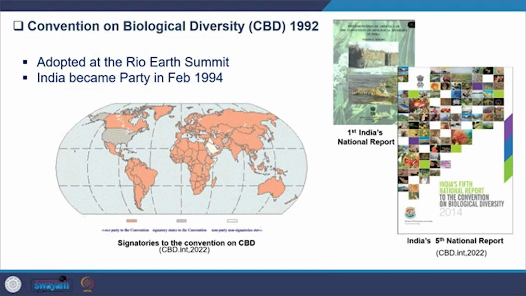MoEFCC has been designated as the nodal ministry. This ministry looks at the Convention on Biological Diversity in the country. In the image in the center, you can see all the signatories to the convention, and India's national report on the left hand side.